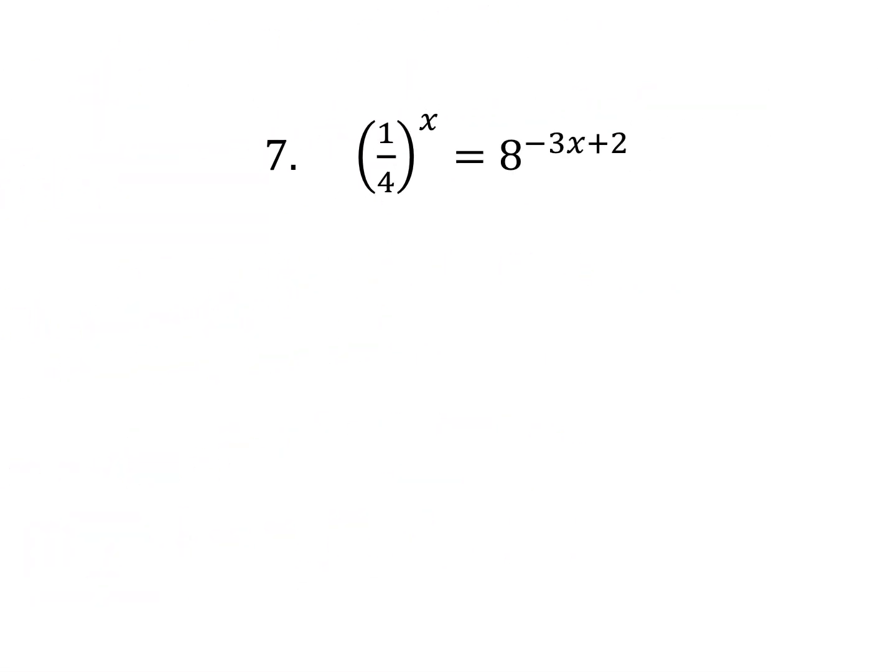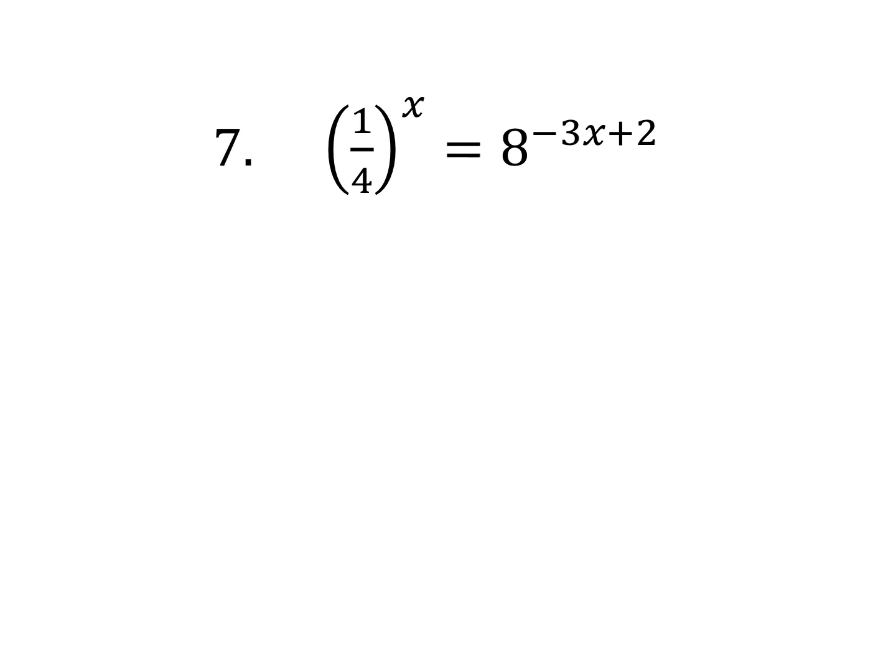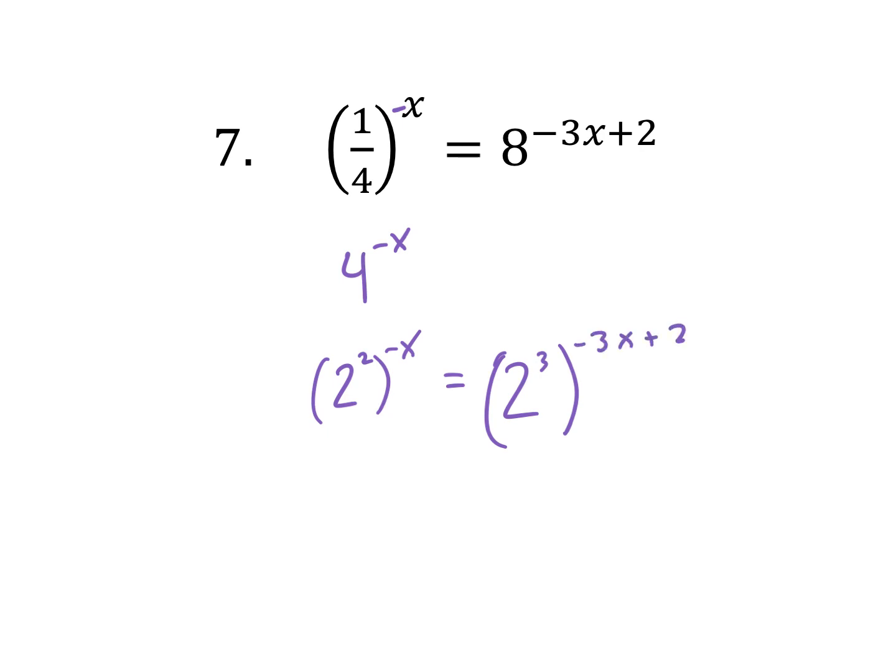All right, 7. How can I get these to have the same base? So I can make x be negative and make this 4 to the power of -x. Still don't have the same base, but I'm a little bit closer. What do you think would be my common base between these two? 2. So I can make 4 2 squared. So that's 2 squared to the power of -x. And then what would 8 have to be? 2 cubed. So 2 cubed to the power of -3x plus 2.